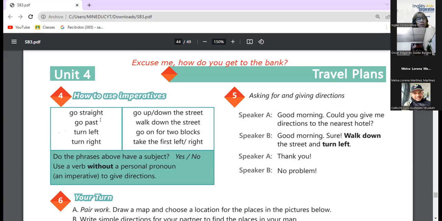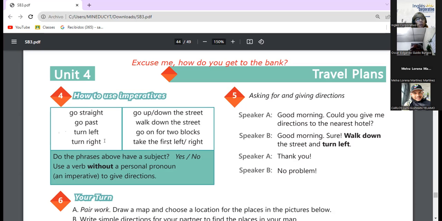If I say go past the park, what do I mean? ¿Qué quiero decir? Go past. Pasando el parque. What do you say, Oscar? Un costado del parque. Ajá, después del parque, pasando el parque. Bueno.